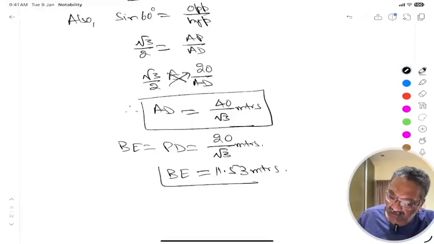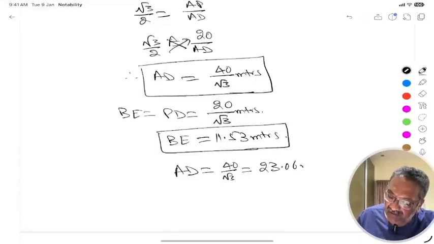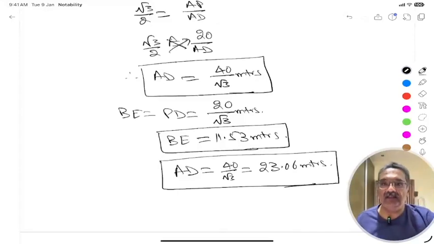BE is equal to 11.53 meters, and similarly AD will be 40 by root 3, which comes to 23.06 meters. Okay, this is the answer.